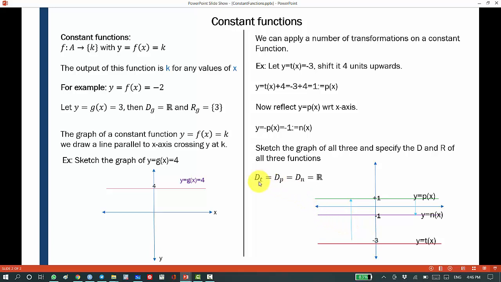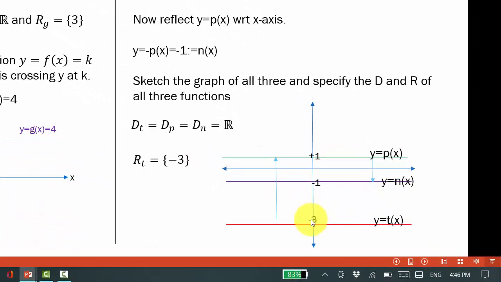We know that the domain of all three functions is all real numbers, but the range of the three functions is different. The range of t is a set with one element, which is -3. That is, for all x values, the output of the function t is -3. Likewise, the range of the function p is 1. And the range of the function n is a set with one element, which is -1.